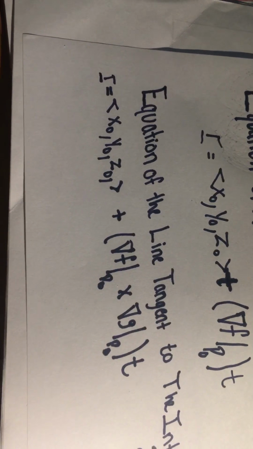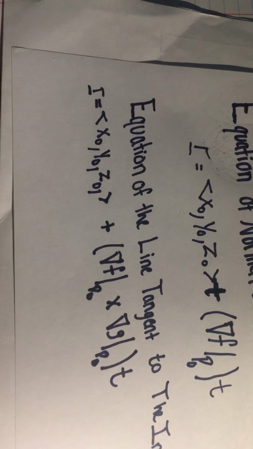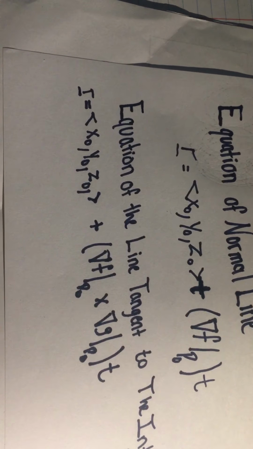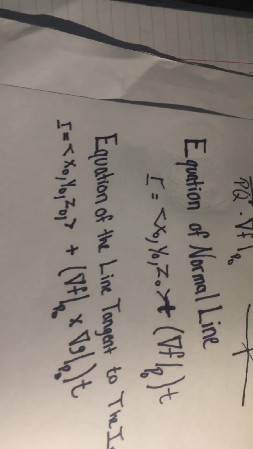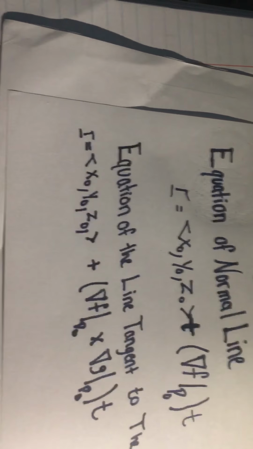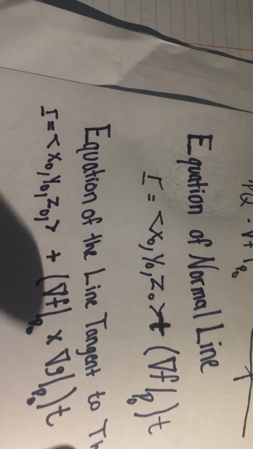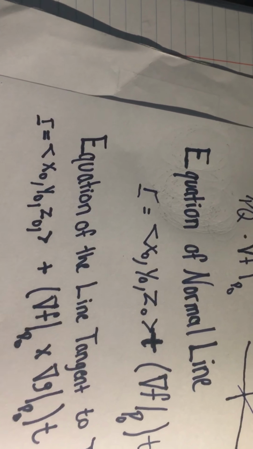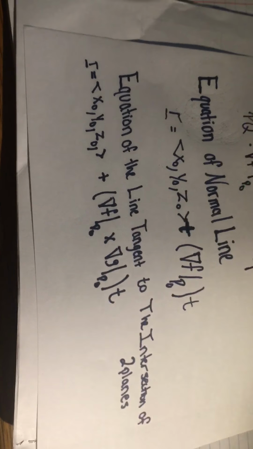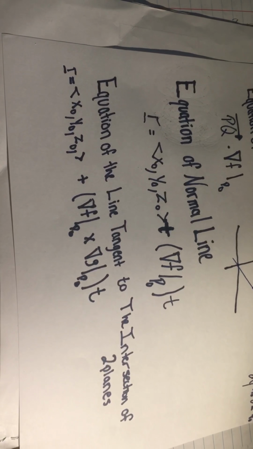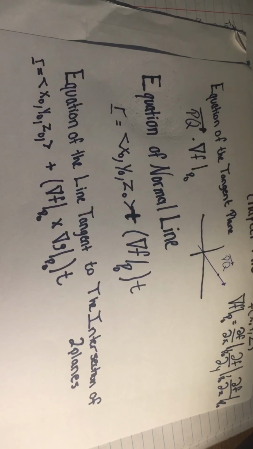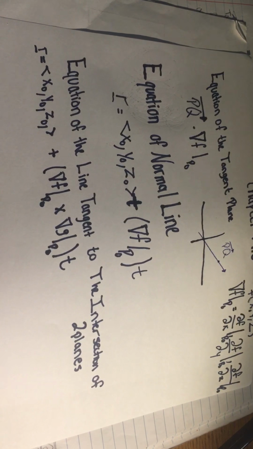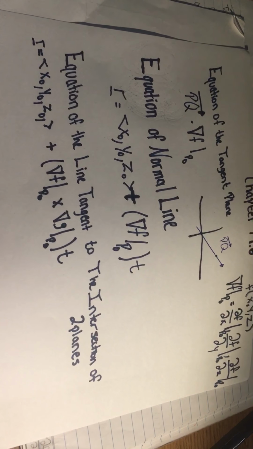Once you take the cross product of the two, you will put it into the equation of the line formula, where you will be adding it to the r naught vector, is what I like to call it. And once you add it to the r naught vector, you'll multiply the cross product of the gradients times t. And with this particular problem, you might be asked to find the parametric equations as well. So you will have to find the equations of the line for the x values, y values, and z values.